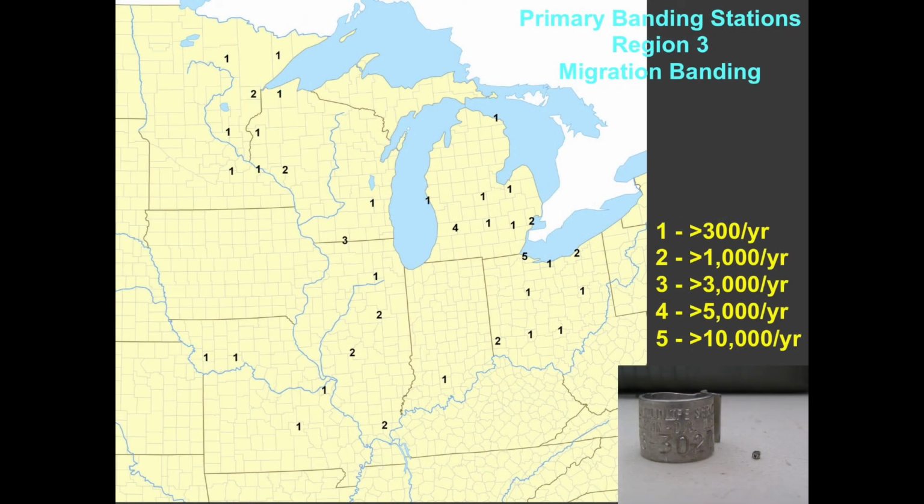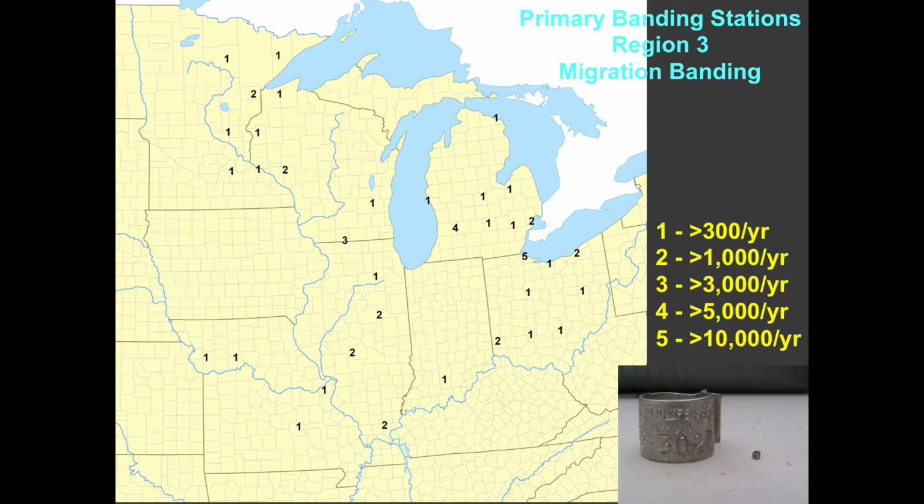I did this actually for the meeting last year at the Midwest Monitoring Network, trying to get an idea of what is really already out there available, banding-wise. Now, there's a lot of caveats in here. One, each one of these represents a station that, depending on the number here, bands roughly greater than 300, or greater than 10,000 a year.